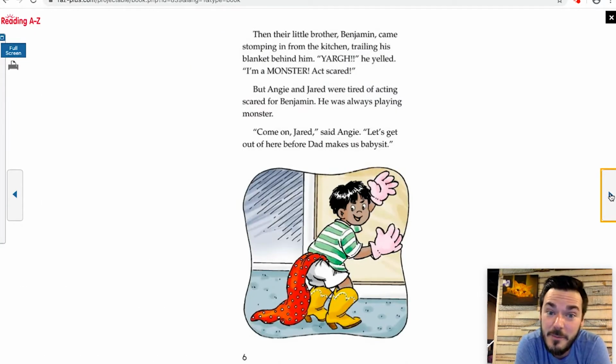Then their little brother Benjamin came stomping in from the kitchen, trailing his blanket behind him. "Yar!" he yelled. "I'm a monster! Act scared!" But Angie and Jared were tired of acting scared for Benjamin. He was always playing monster. "Come on, Jared," said Angie. "Let's get out of here before Dad makes us babysit."